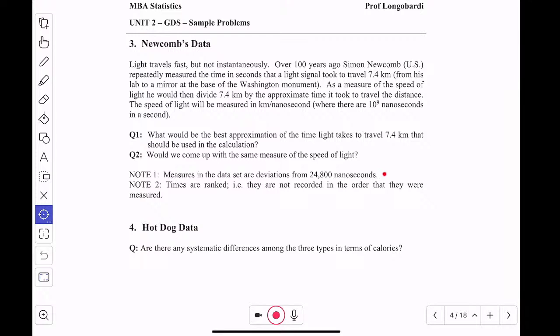So the data that we have is just in deviations from 24,800. It's a very precise measurement. It's very fast, the speed of light. But there is some variation for variables that I'm not going to get into, but there is slight variation. Traveling it over a long distance helped to realize those numbers and that slight variation.